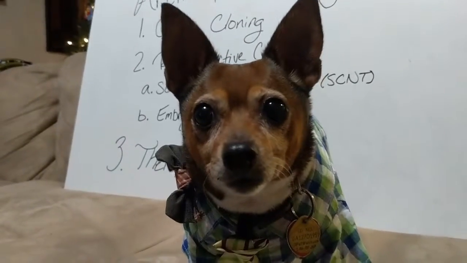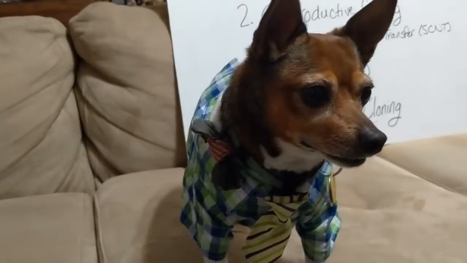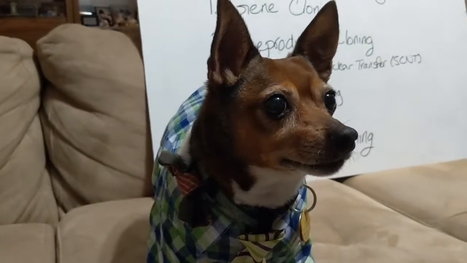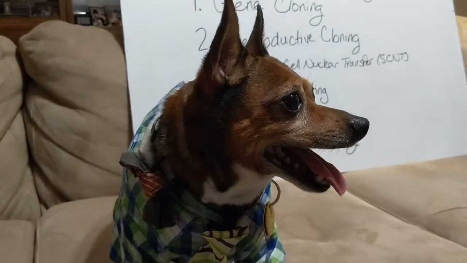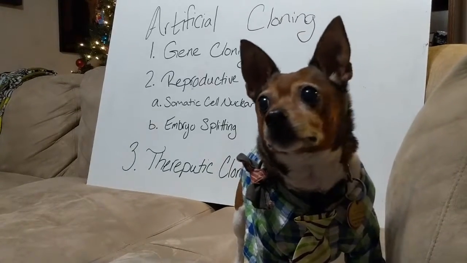The other way to accomplish reproductive cloning is through embryo splitting. This most commonly occurs within in vitro fertilization, or IVF, when women have trouble conceiving a pregnancy. This process brings together a man's sperm and a woman's egg outside of the woman's body to generate a zygote.